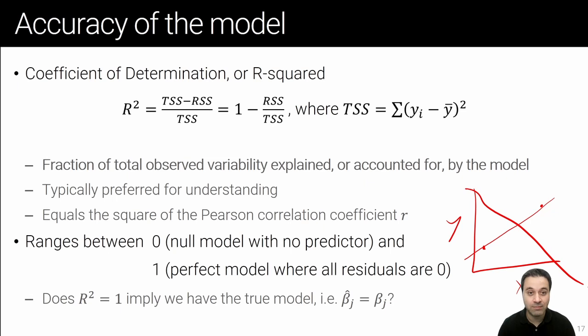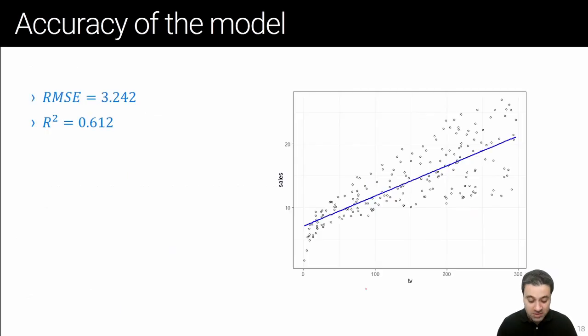So just as an example, if we go back to the case of sales by TV, this would be the OLS linear model. And in this case, we have an RMSE of 3.2, and we have an R-square of 61. So that means if we take a look at all the variability across the y-axis, then 61% of that variability is explained by the model. There is about 39% of variability in the response that is still residual, that we don't know where it comes from.